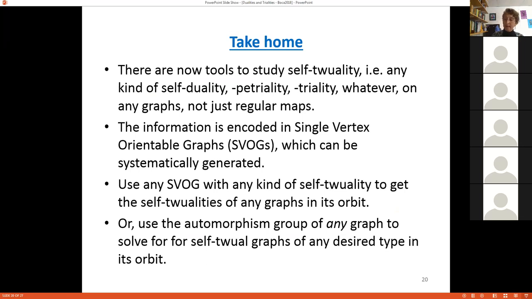Or if you've got particular automorphism groups and you want to be working with regular maps, you can use the automorphism groups to generate more objects that have the duality properties that you want. So there we go. Thank you all very much.